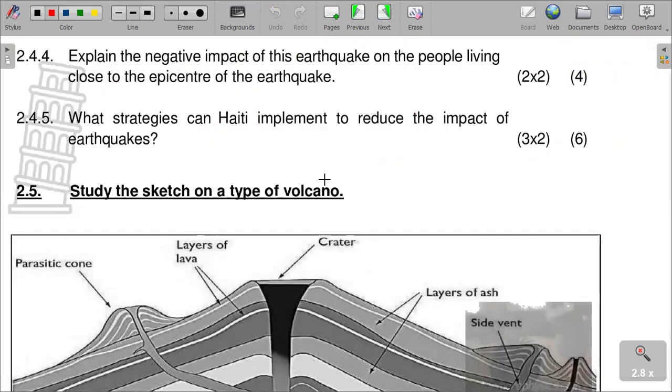Explain the negative impact of earthquake on people living close to the epicenter of the earthquake. We can talk about problems such as, one, high fatalities in highly populated areas. High injuries or deaths can take place there.